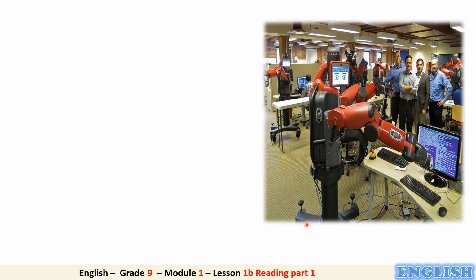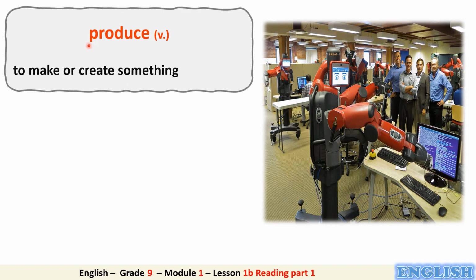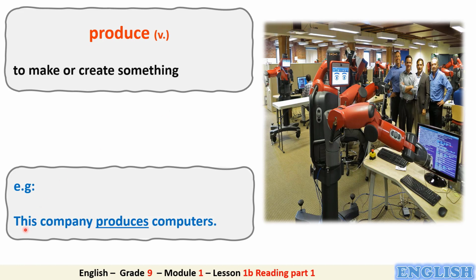Look at the next picture. What is happening here? Produce, and it is a verb, which means to make or create something. Look at this example. This company produces computers.